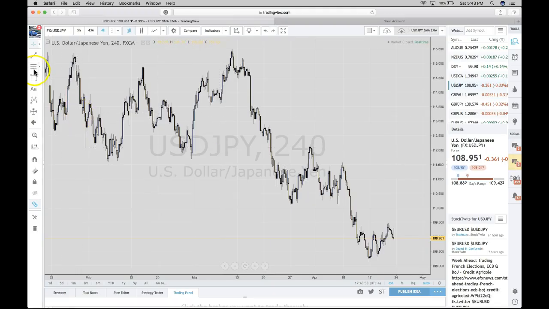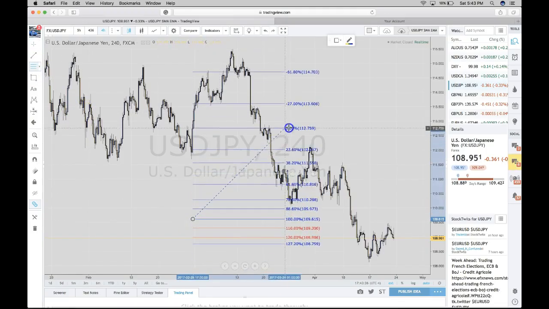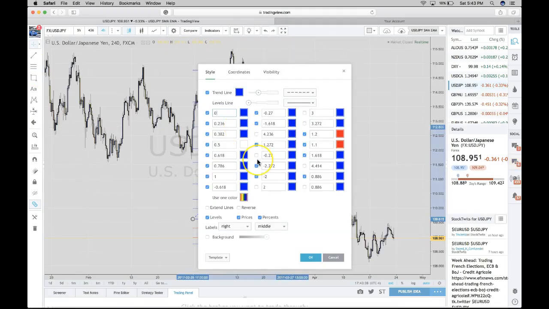Okay, so first things first, I want you guys to take a screenshot of this right here. These are the main points that I use on my Fibonacci. All the ones that are checked off are the relevant ones. Okay. These ones are red.